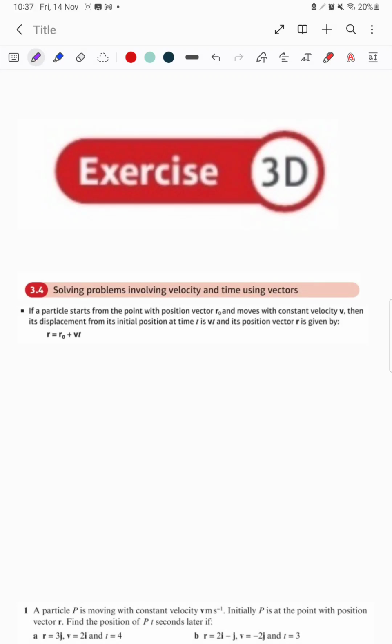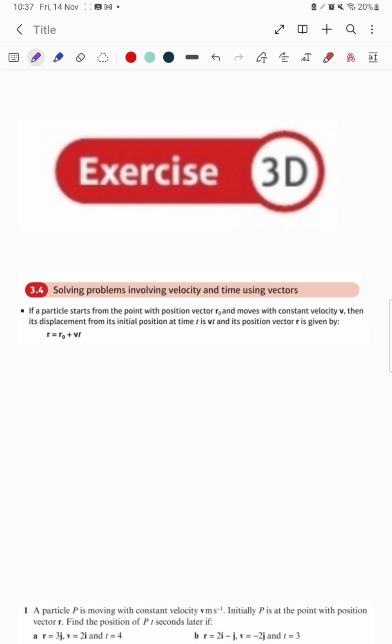Hello everyone, in today's session we are going to focus on exercise 3D of Mechanics M1 IAL Pearson Edexcel. The topic name is solving problems involving velocity and time using vectors. So here we will be solving problems based on the position vector and the velocities, and we will be applying SUVAT equations also in order to find the velocity vector and the time.